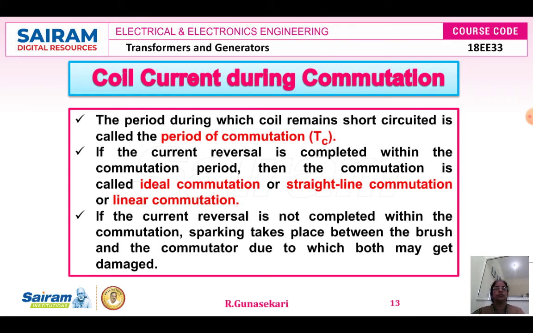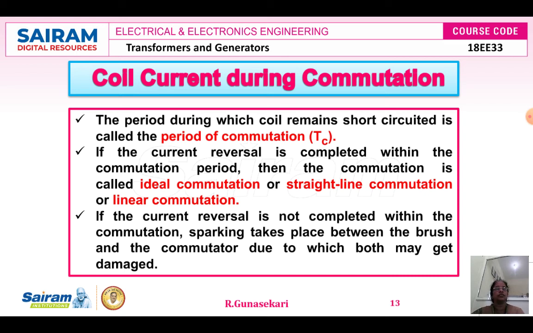First, what is meant by period of commutation? It is the period during which the armature coil remains short circuited, called the period of commutation or commutation period, denoted by TC. Then what is meant by ideal commutation, linear commutation or straight line commutation? If the process of current reversal is completed within the commutation period TC, then the commutation is known as ideal commutation, straight line commutation or linear commutation.